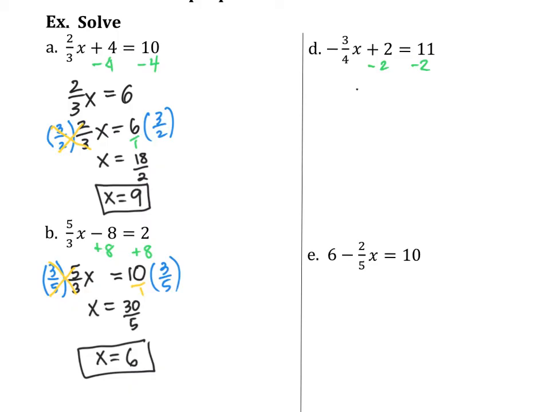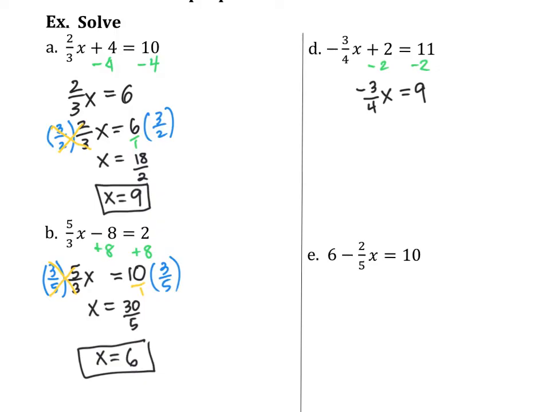Okay, I like to put the negative either on the 3 or the 4. It doesn't matter which one, but you have to put it on only one of them. 11 minus 2 is 9. Now this negative was in the middle. I put it with the 3. Again, you can put it with either number. It makes no difference to our final answer. But if you put it on both, it will make a difference.